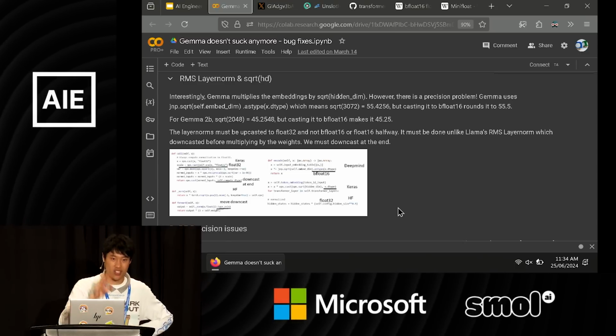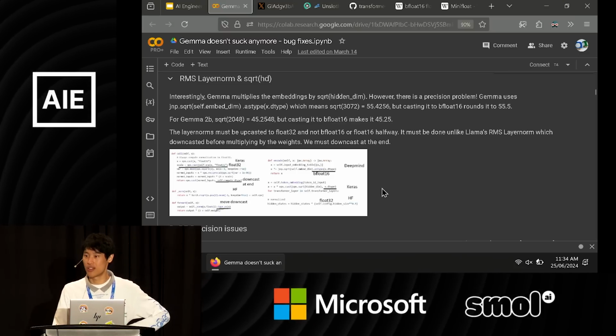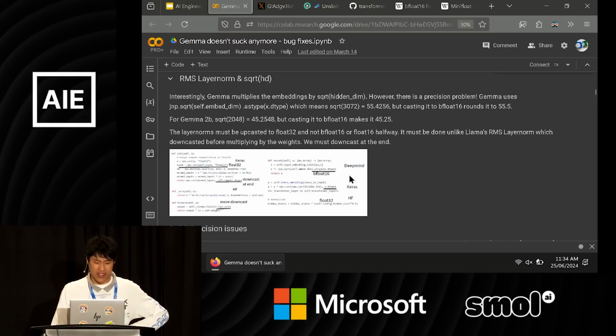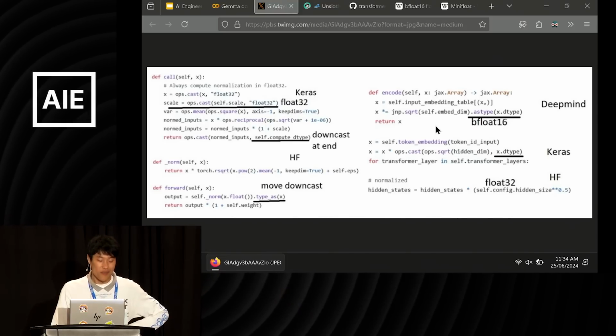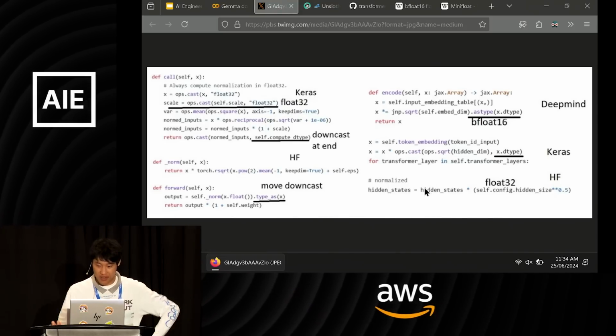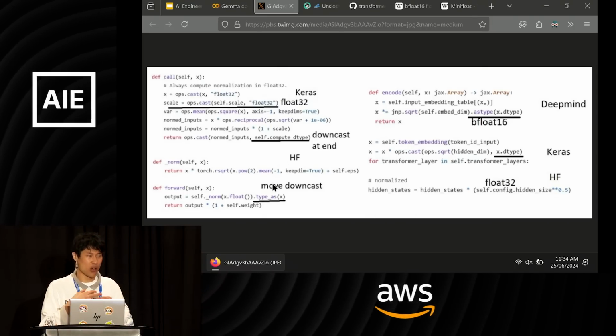Remember, the trick is you must follow what the original implementation does. Any other questions? There are some other issues which we showed. It's funny because it's all about upcasting, downcasting, and stuff like that. Each implementation does its own thing. Unfortunately, how do you actually analyze this?